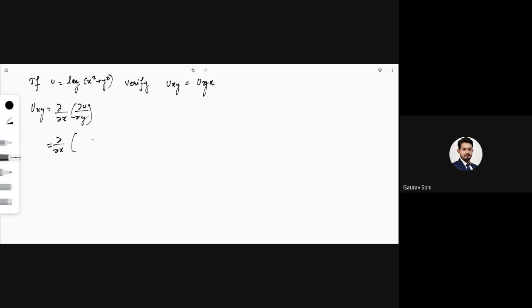So u with respect to y will be 1 upon x square plus y square by chain rule 2y. And then derivative with respect to x of this, 2y being constant, it will come outside. Derivative of 1 upon x square plus y square will be minus 1 upon x square plus y square whole square. By chain rule, you will have 2x over there. So the final answer is minus 4xy upon x square plus y square whole square. This is uxy.